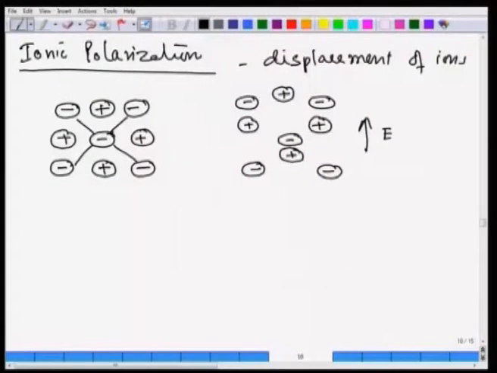As a result of it, you are going to get a net displacement. If you look at the center of positive charges and the center of negative charges, this is the center of negative charge, this is the center of positive charge, and there is a displacement between them. When E is equal to 0 there is none, but with some E field, this leads to polarization.